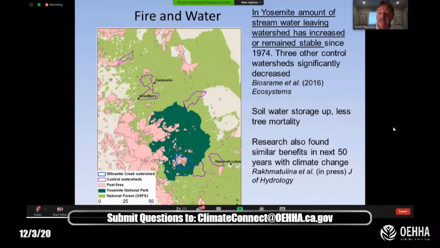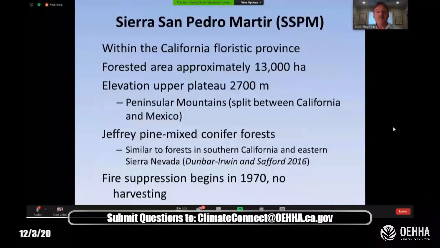And then Katya just had a paper accepted where she tried to look forward the next 50 years with climate change and warming, and these processes held. Remarkable in some ways. So again, another example of how a watershed could actually adapt and deal with climate change.